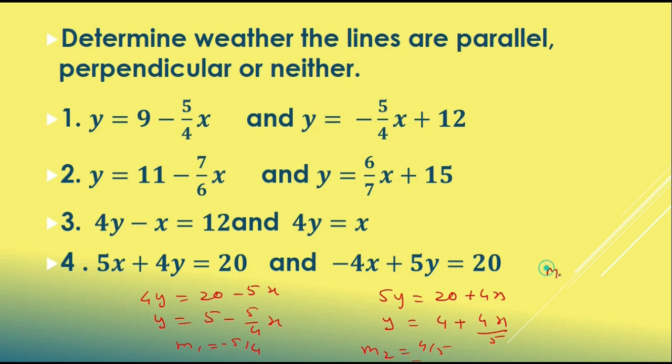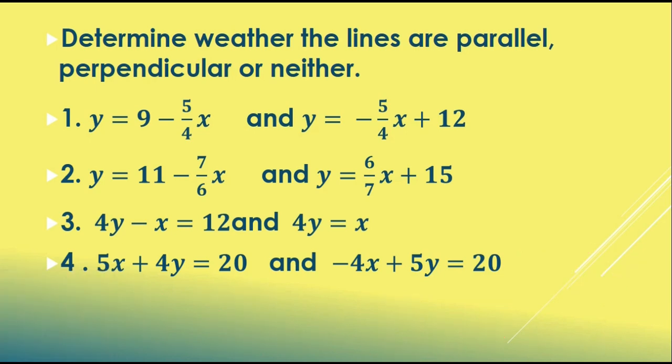When you invert m1 with the opposite sign, it is m2, isn't it? That is, m1 times m2 is equal to minus 5 over 4 times 4 over 5, which is equal to minus 1. So these two lines are perpendicular. Okay, perpendicular. Any other case, any other example, we will see.